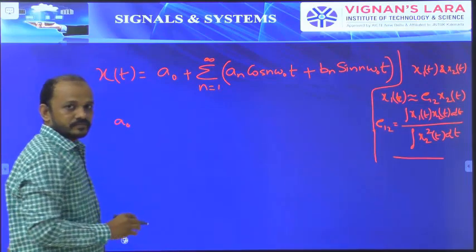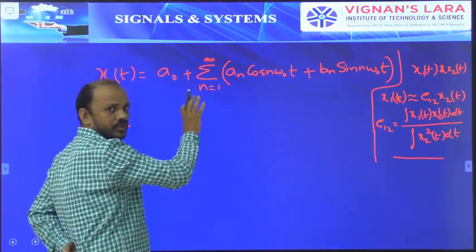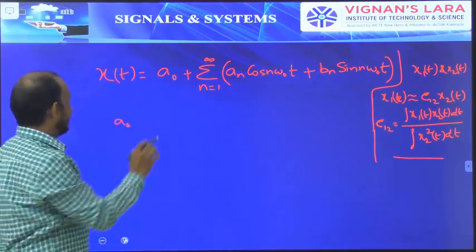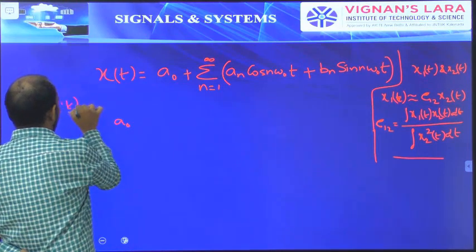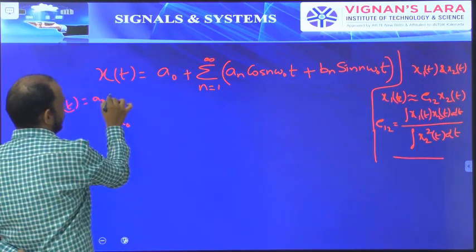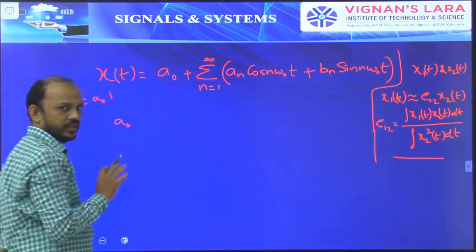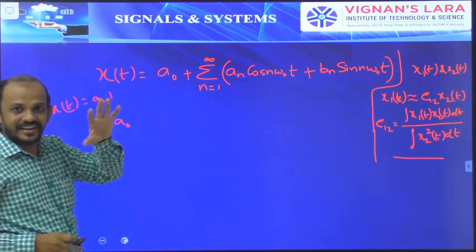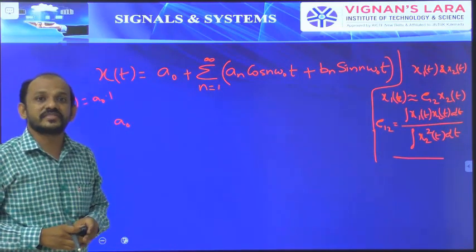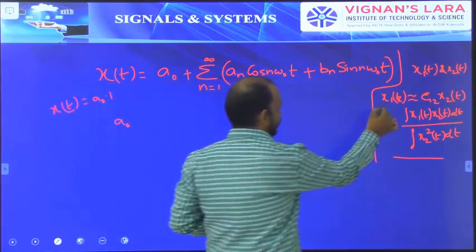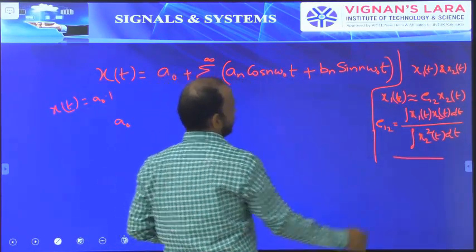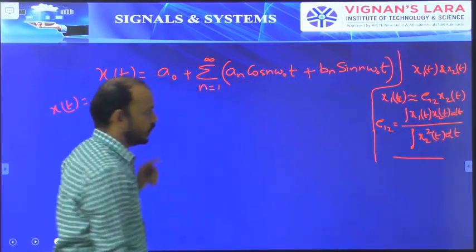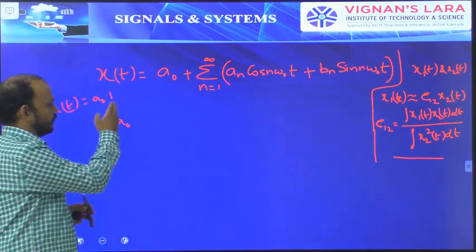Simply here, while finding a0, leave these two. We consider only a0. Consider like this, x of t equal to a0, some constant. If there is nothing, we can write 1. a0 into 1. Treat this as one signal, and this one as another signal, and a0 as constant. So here x1 of t is x of t, and c12 equal to a0, and x2 of t equal to 1, because a0 into 1 is a0.